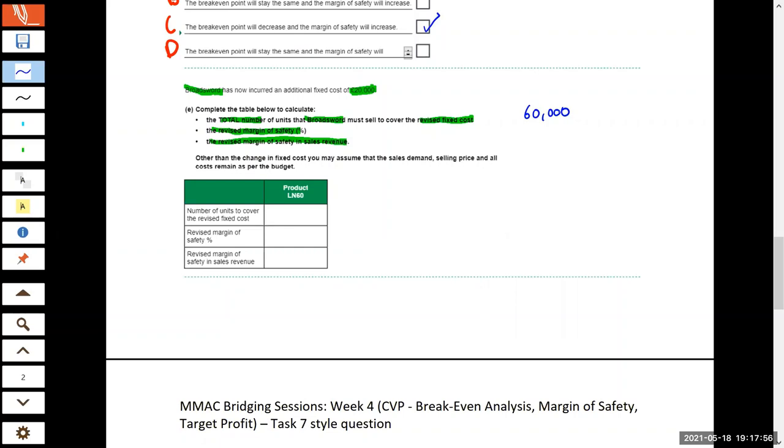So we've got to cover the £60,000. So back to where I was, we've got to cover the 60,000.